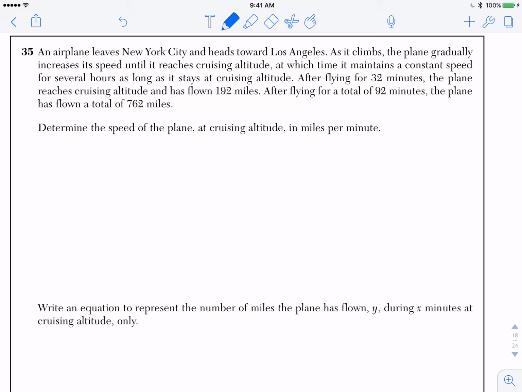It first starts with finding the speed of the plane, only at cruising altitude, in miles per minute. So we start with cruising altitude right in that second to last line. It's at the 192 mile mark, and then we go to the 762 mile mark. So once it reaches cruising altitude, it starts traveling for 570 miles. It was at 192 all the way to 762, which is 570 total miles.